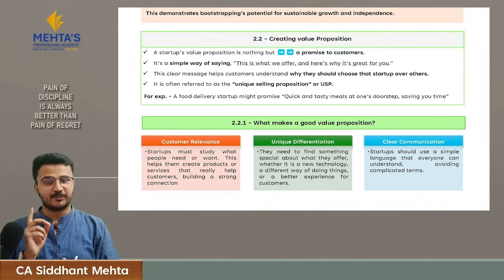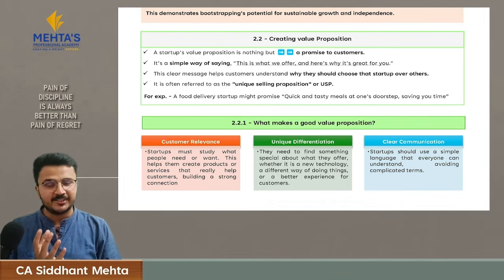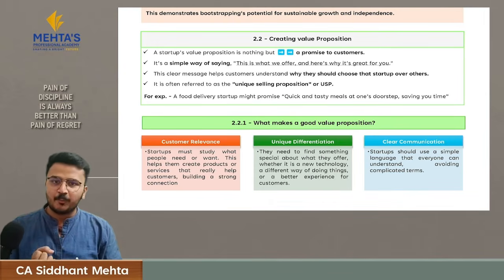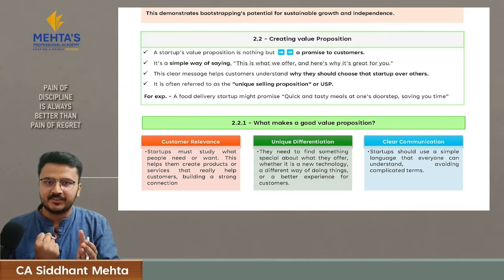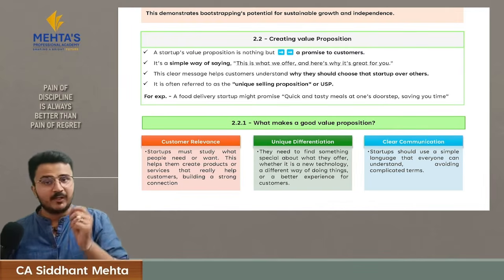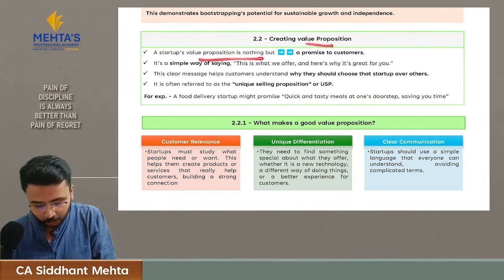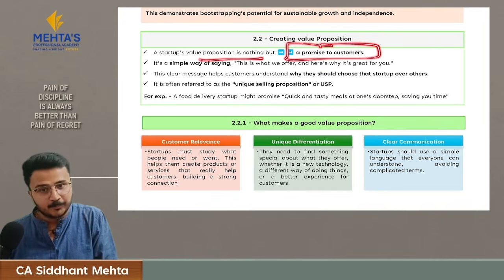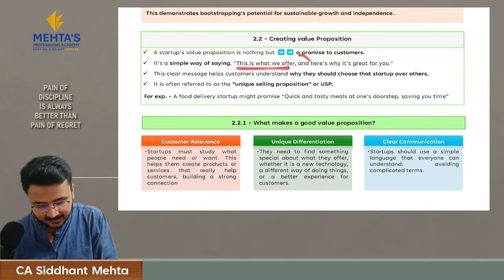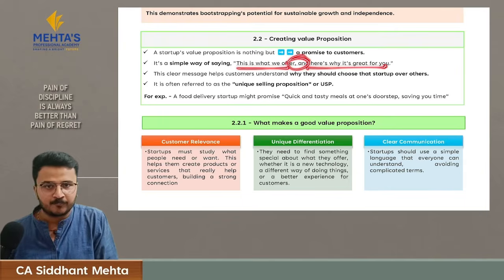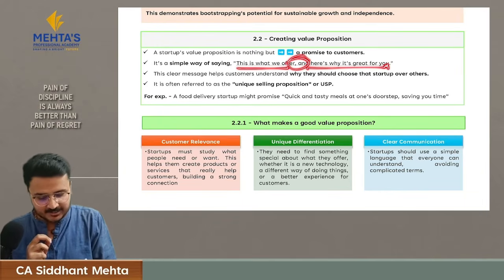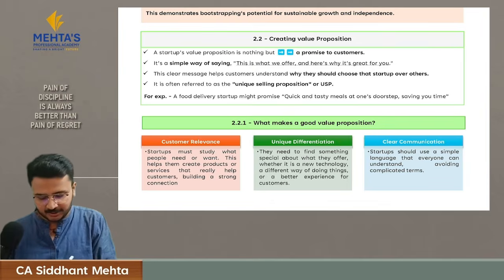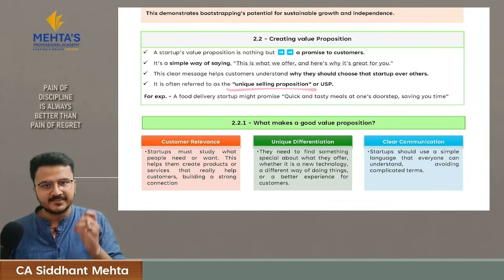Like we discussed in the previous chapter, your product needs to have some unique features. So if you have this uniqueness, with the help of a value proposition you will mention this uniqueness to attract customers. So a value proposition is nothing but a promise which you make to the customers. Here you mention that this is what we offer and here is why it is great for you. You give them the reason to buy your products, to choose your startup over others. Here you mention your unique selling proposition, that is USP, which will give them the reason to choose your startup over others.